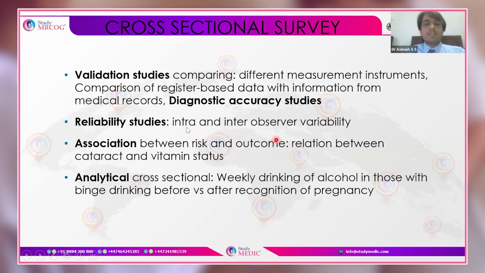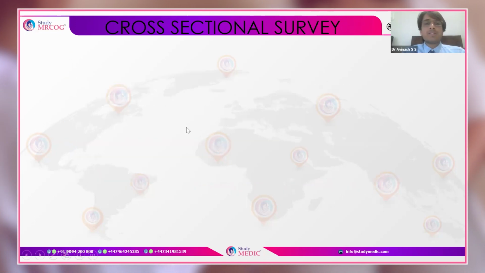And there are analytical cross-sectional study designs, for example, weekly drinking of alcohol in those with binge drinking before versus after the recognition of pregnancy. Here we have two groups which we can use to compare, but at a similar point in time we are taking the details about both the study groups. Before, that is before versus after recognition of pregnancy. At a single point in time, we take the history of everything and compare that. So, the analytical cross-sectional study design.